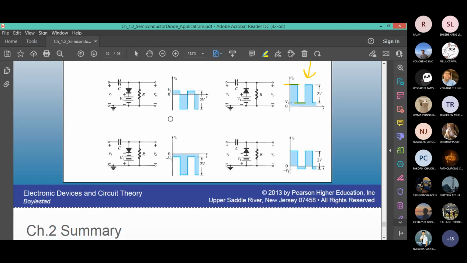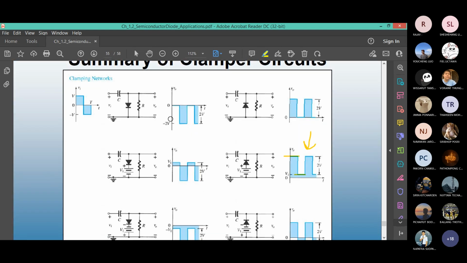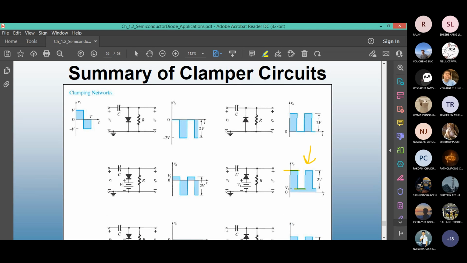Any question about the clamper? Are there any questions?